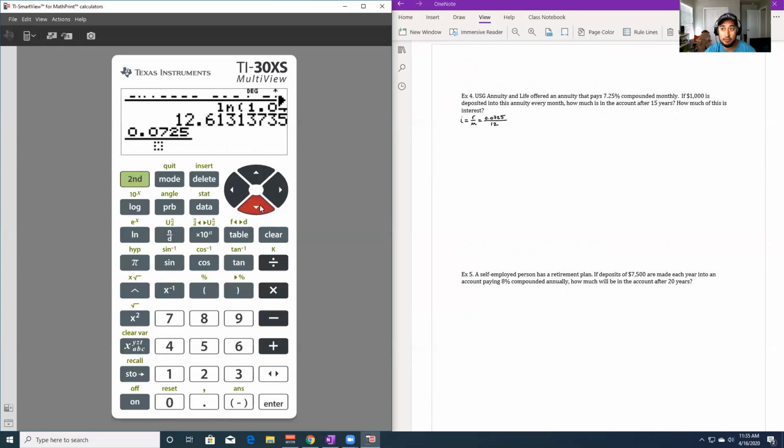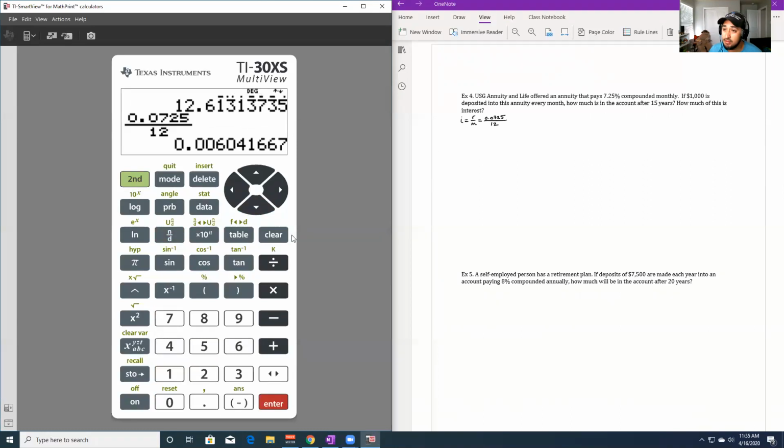0.0725 over 12. And yeah, I'm going to leave it as a fraction. Okay. And then the next thing they're giving us is that $1,000 is deposited every month. So the next piece of information is that our payment is $1,000. Okay. And then it says, how much is in the account after 15 years?